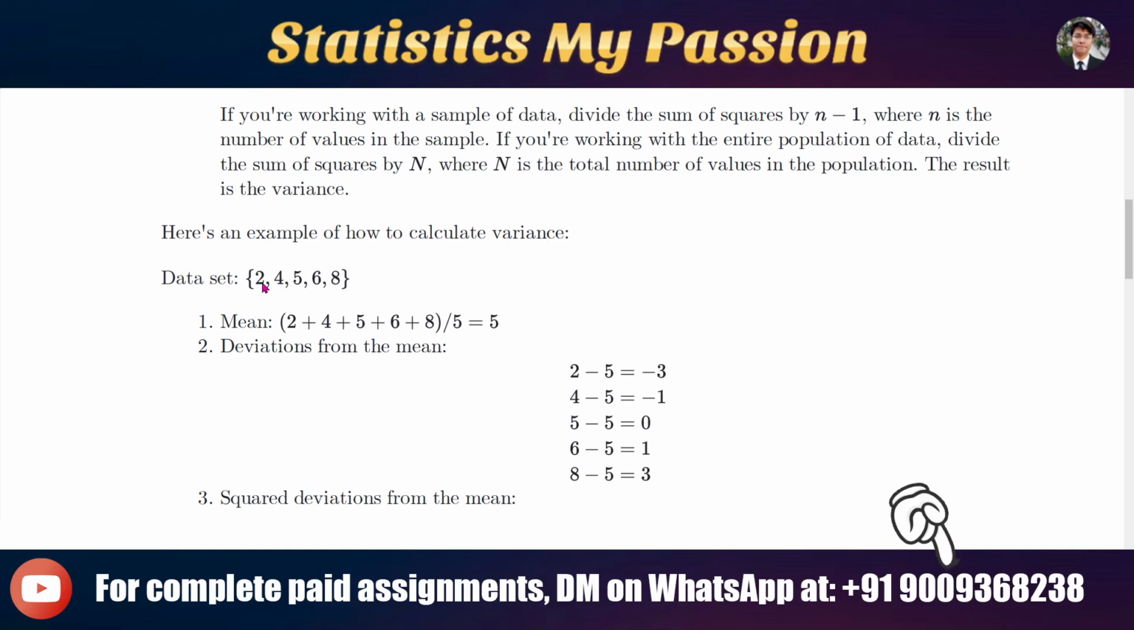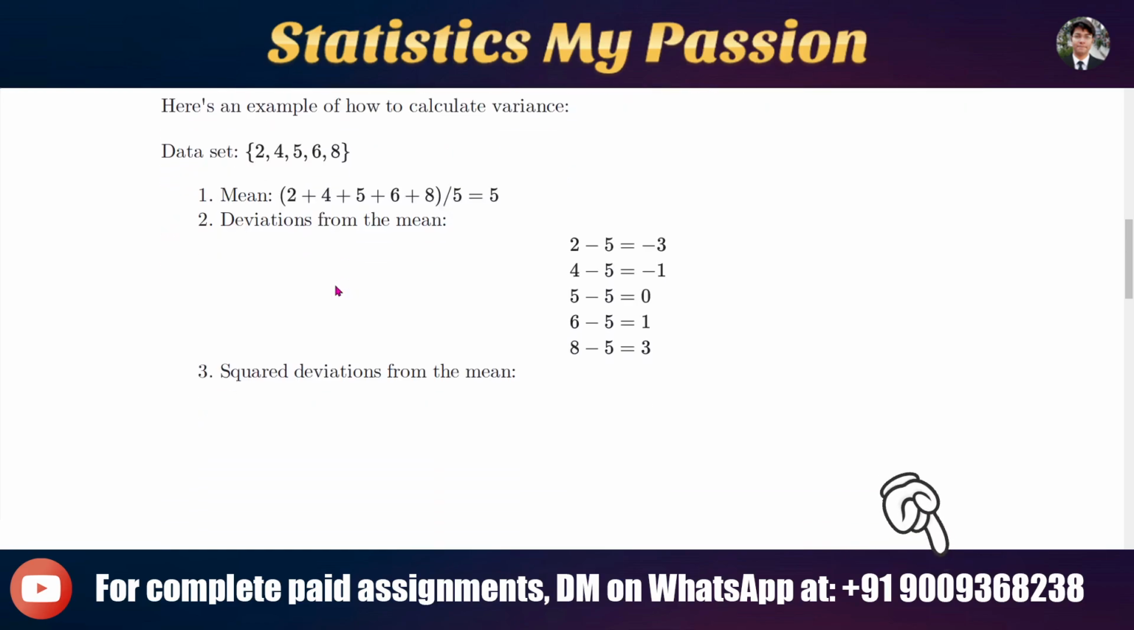So let's suppose we have the data set 2, 4, 5, 6, 8, any numbers we can have randomly. First of all we need to find the mean. So sum all the numbers, add 2, 4 like this, and divide by 5. This divided by 5 is equal to 5, which is how easily we find the mean. If you don't know how we find the mean clearly, you can watch my previous video.